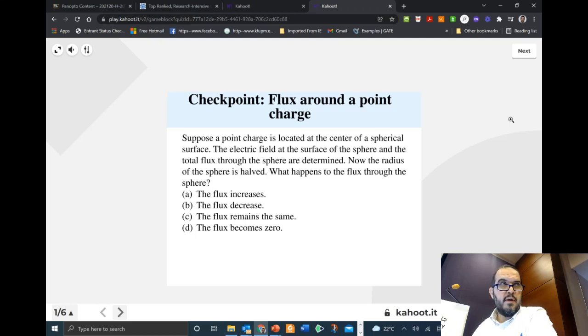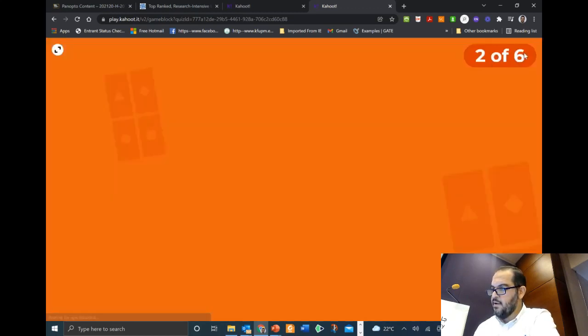Okay, made up your mind? Okay, so let me start the Kahoot, and you will have 20 seconds to choose between A, the flux increases; if you halve the radius, the flux increases, or the flux decreases; B, the flux remains the same; or D, the flux becomes 0.